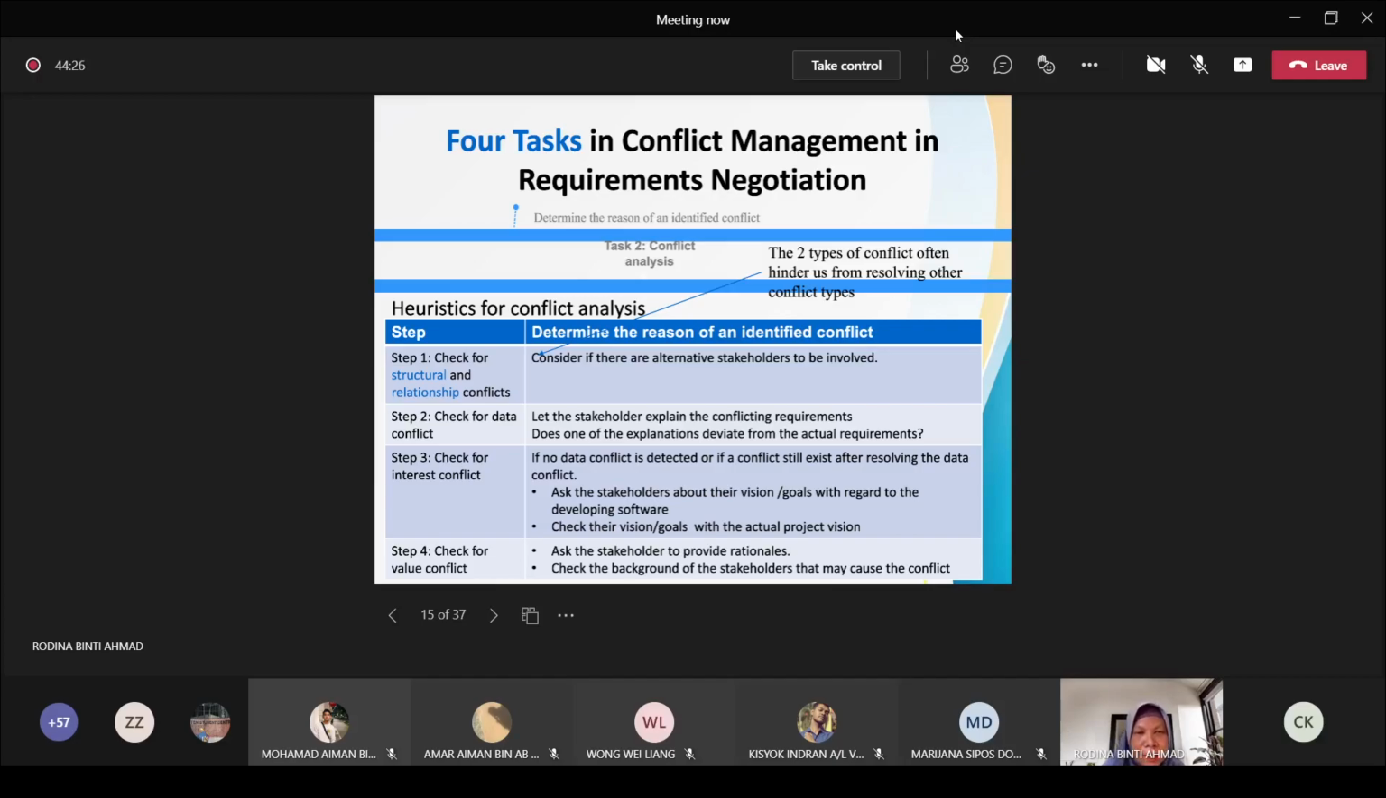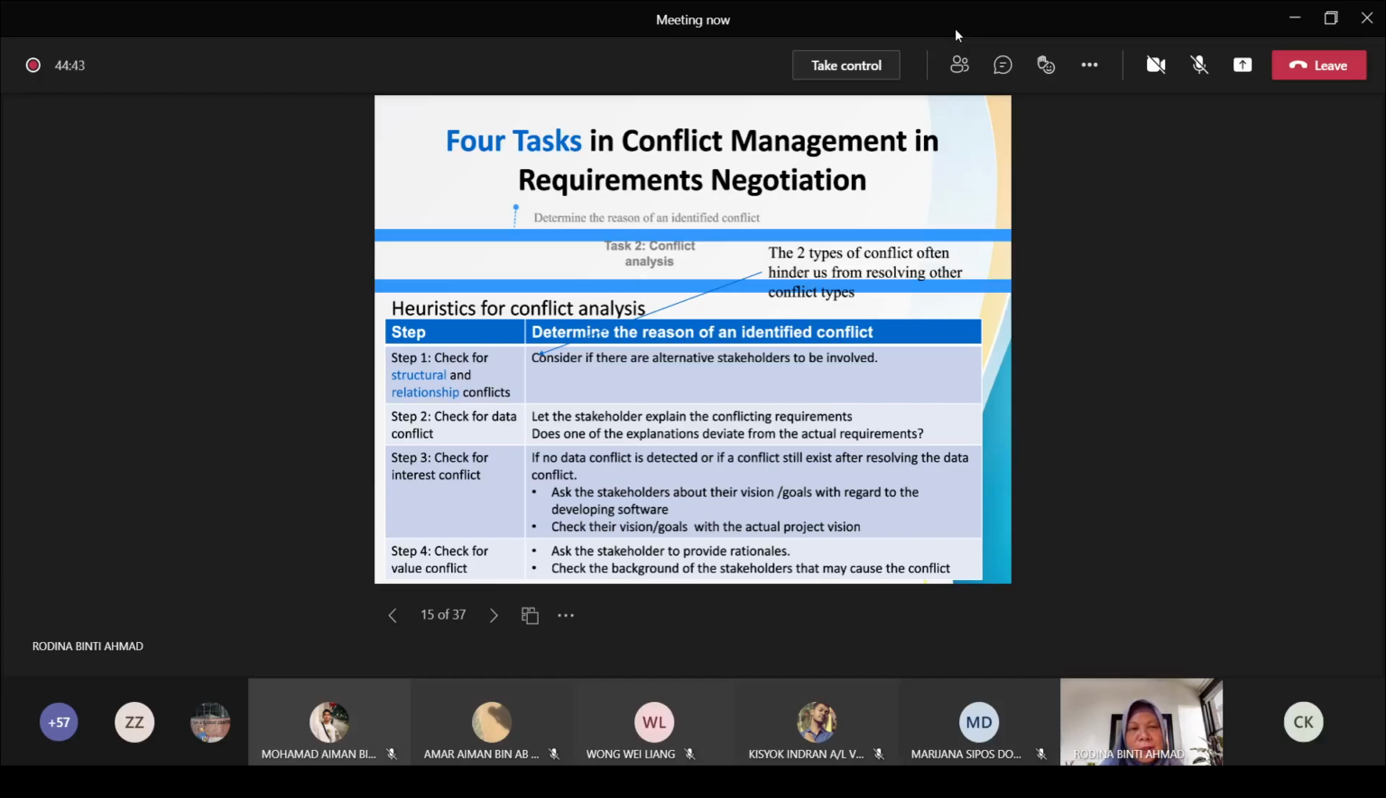And then if you cannot find much difference between the goals that they have, you might go to step 4, checking for value conflicts. And this is more difficult.